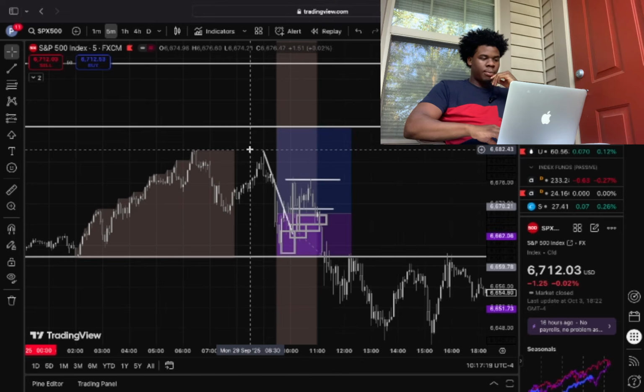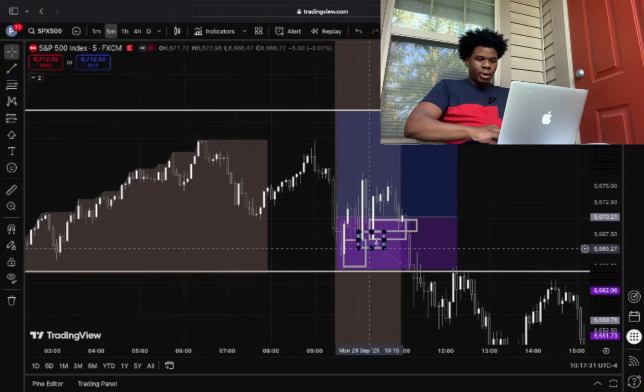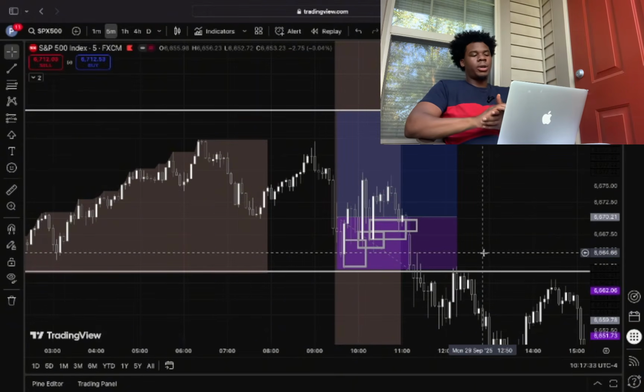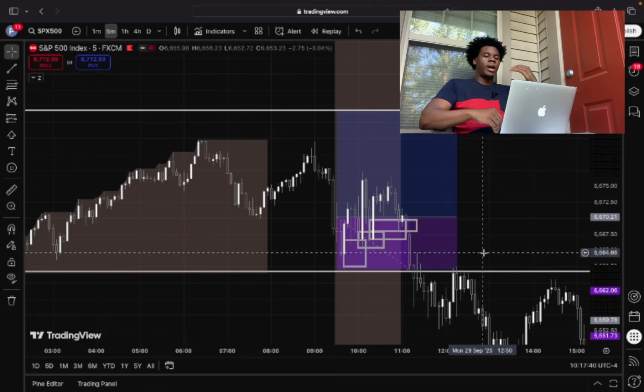All right, so we're looking at S&P 500 right now. You guys can see these supply and demand zones on the lower time frame. I'm gonna show you guys a quick way that I basically take 50% of my loss. What I risk, I lose only 50% of it.